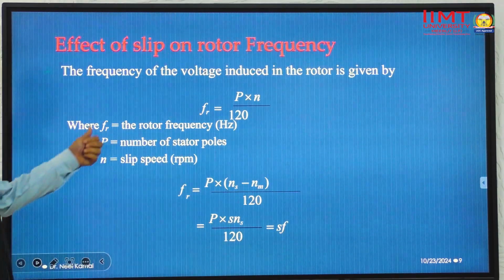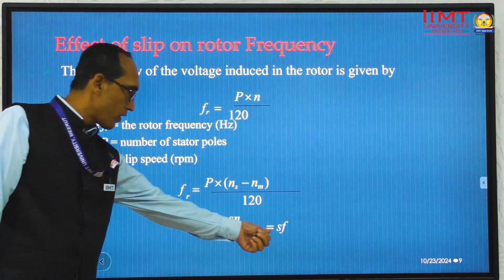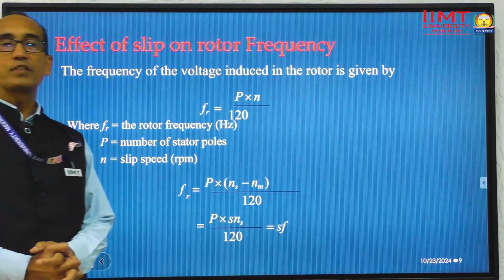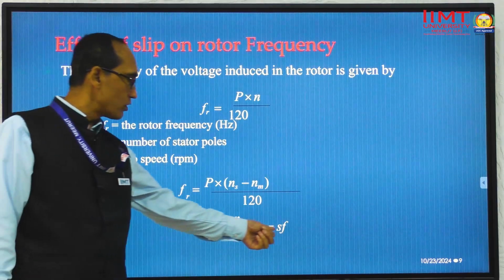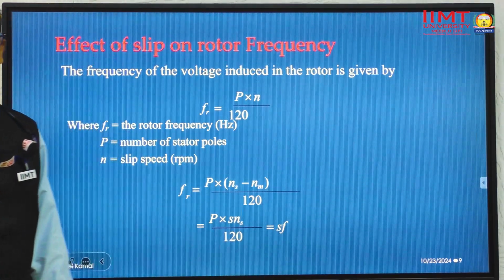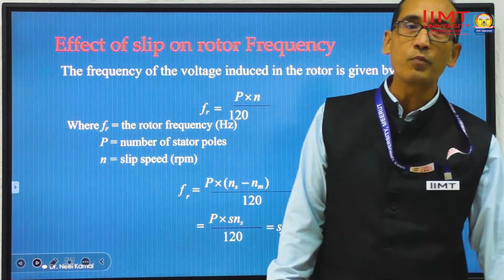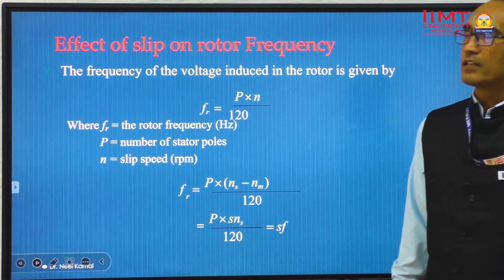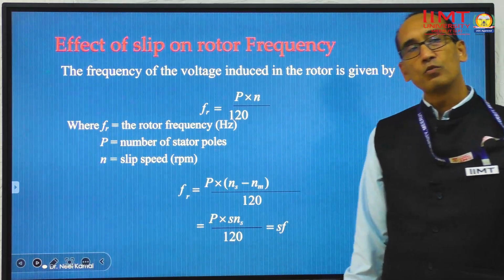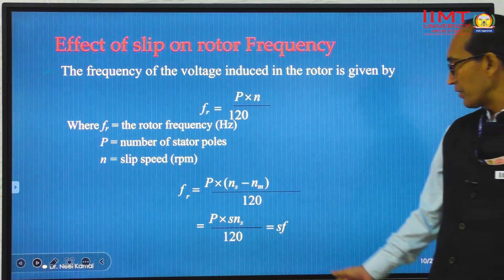By this derivation we can conclude rotor frequency is equal to S multiplied by F, where S is the slip of the three-phase induction motor and F is the supply frequency. In India we use a supply frequency of 50 Hertz, and the slip of a three-phase induction motor has a range of about 1% to 4%, which in decimal is S equal to 0.01 to S equal to 0.04, with a frequency of 50 Hertz.